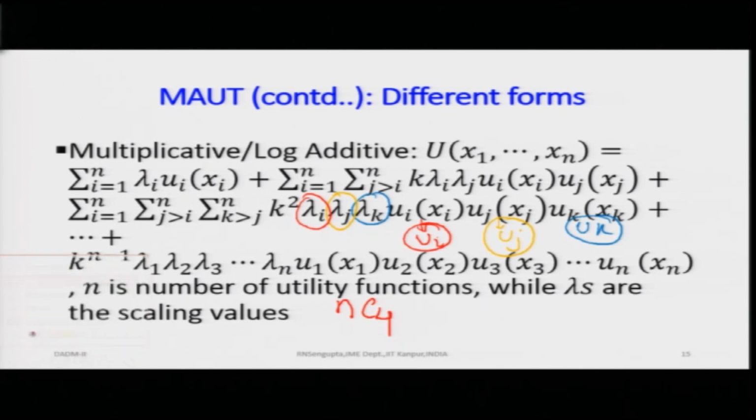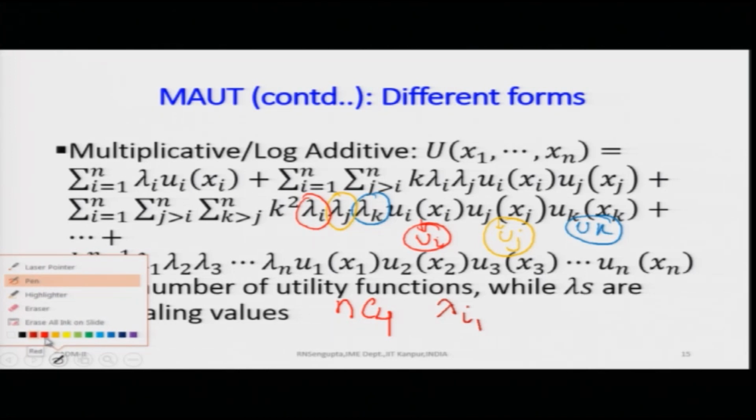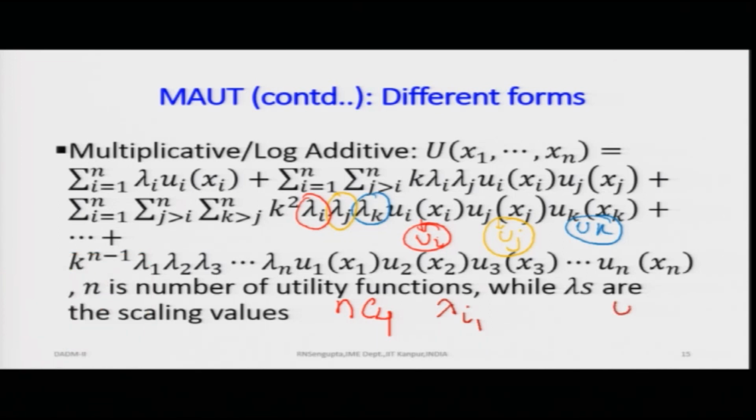So, now if I write it, it will be lambda I1. I am using the suffix I1, I2, so it will be easy for me to differentiate, not IJKL. I could have used that, but I am not going to use that. And obviously, the corresponding factor. So, I should leave space so I can write. So, it will be UI1.